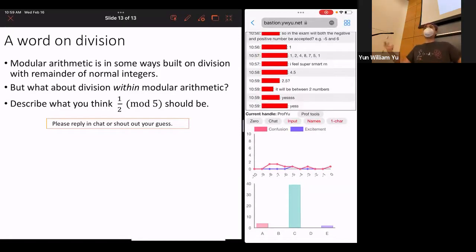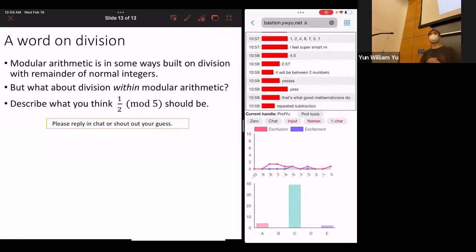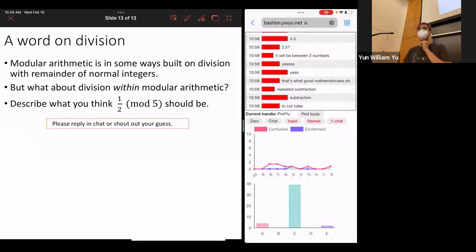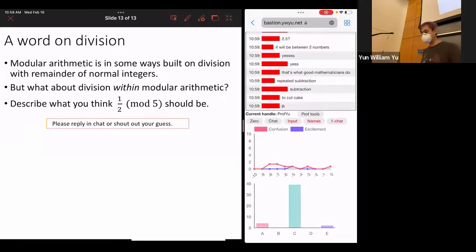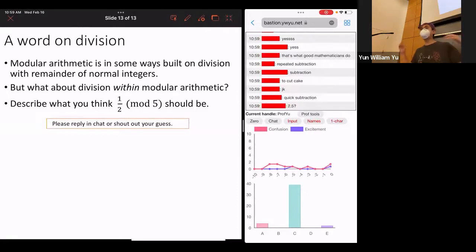What is division? I don't mean division as like cutting up a cake, but you guys are all mathematicians here. What did we invent division as? Why did we invent division? That's what good mathematicians do. Cutting cake is what good people do, but I don't know if it's what good mathematicians do. Quick subtraction? That's not quite right. That's one of the things you did with it, but we invented division as a sort of opposite of multiplication, right? So the goal was to find something that you could multiply by.